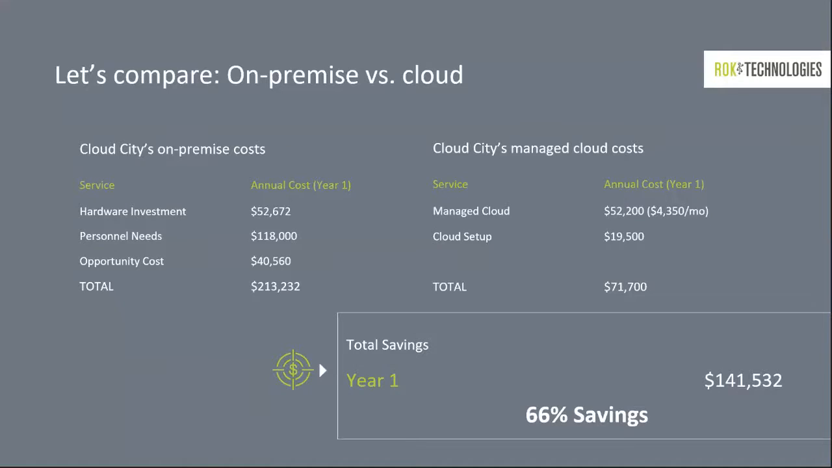So let's compare the on-premise versus the cloud. Once again, if we take a look at the hardware, the personnel, and the opportunity costs, they were looking at over $200,000 for an on-premise environment. Compared to the cost to go to the cloud, a managed cloud was $71,700. So they would be saving $141,532 if they decided to go to a managed cloud provider. It's huge savings.